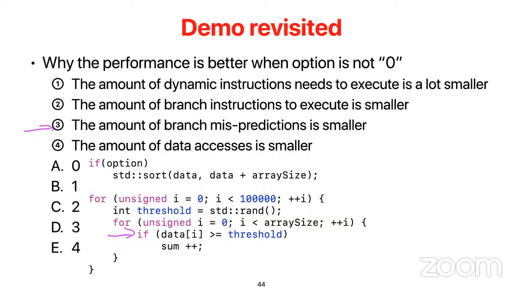So I was thinking about the first one, the dynamic instruction count, is a lot smaller. So I think the dynamic instruction count might reduce because we might not have to check this if condition all the time. So that particular part can still be removed. Can we skip that? Why? Right. So how? Who can skip that?